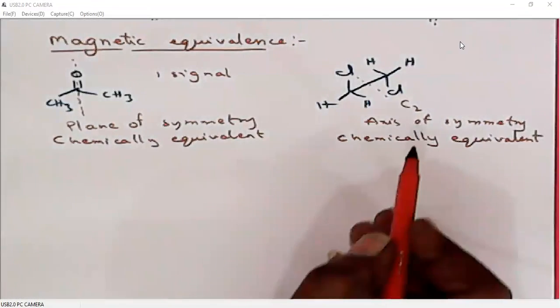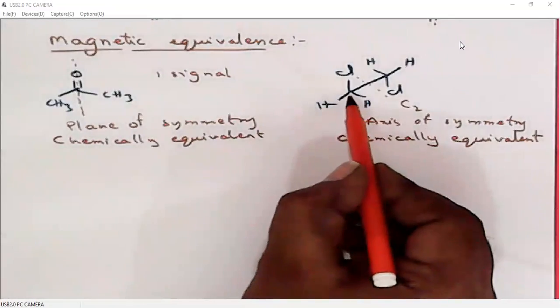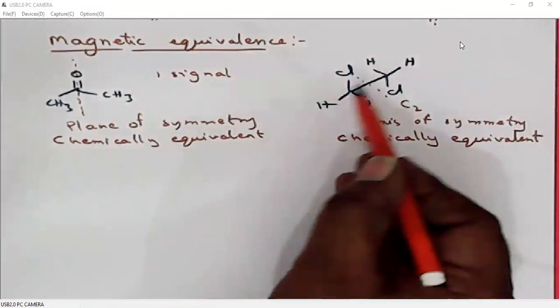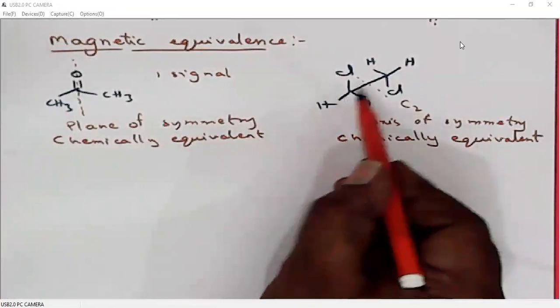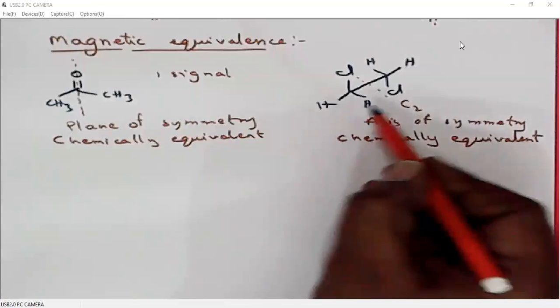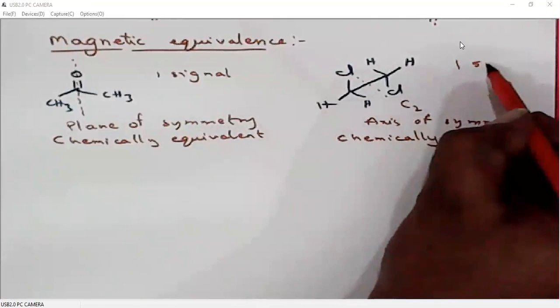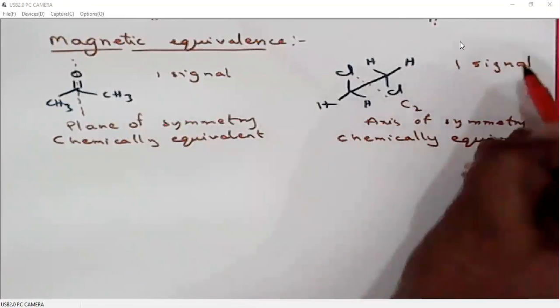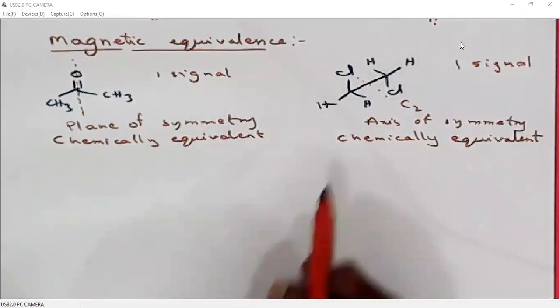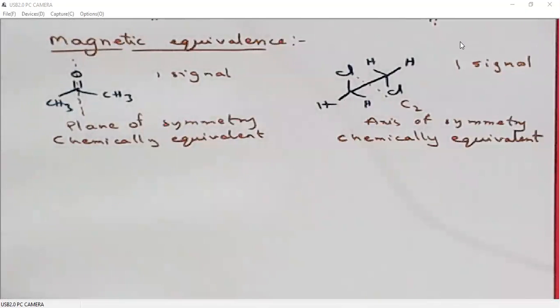So how many signals do we get? We get signals for the protons on this carbon only. Because these two are chemically equivalent, we get only one signal. And these two hydrogens are also chemically equivalent, so we get one signal. We get one signal both in proton NMR as well as carbon NMR.